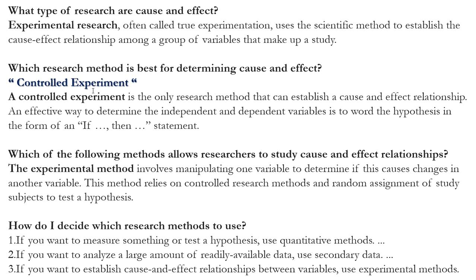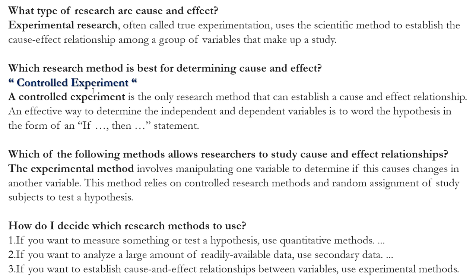Then which research method is best for determining cause and effect? That means a controlled experiment. A controlled experiment is the only research method that can establish a cause and effect relationship. That means it gives the conditional statement or conditional approaching method to solve the problem.